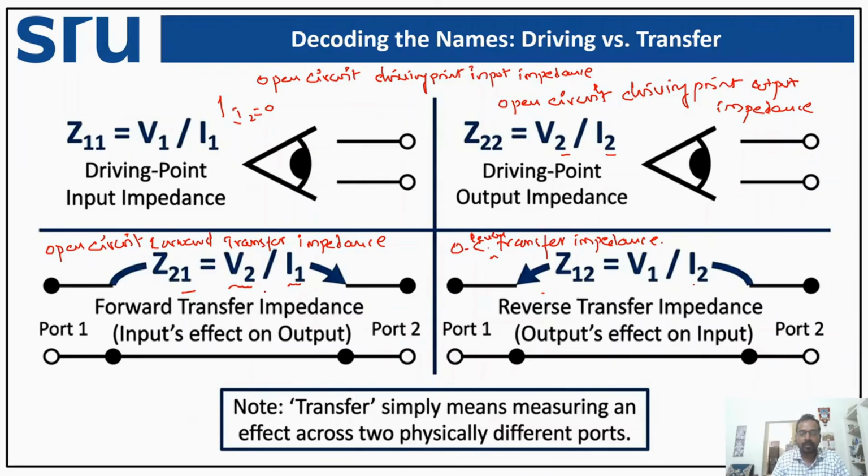If the coupling between the two ports is strong, then the transfer impedances, that is Z12 and Z21, will have very large values. This means that the activity at port 1 significantly affects the other port. If the coupling is very weak, then these transfer impedances will be very small. This means that the two ports behave almost independently. This idea is very important in practical circuit design.